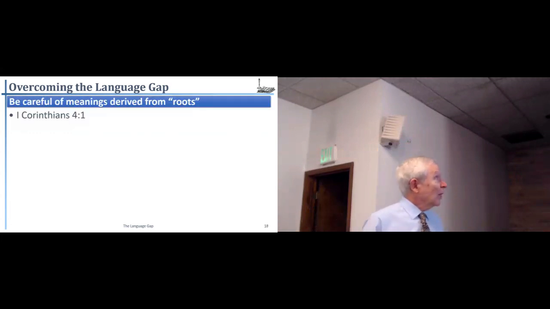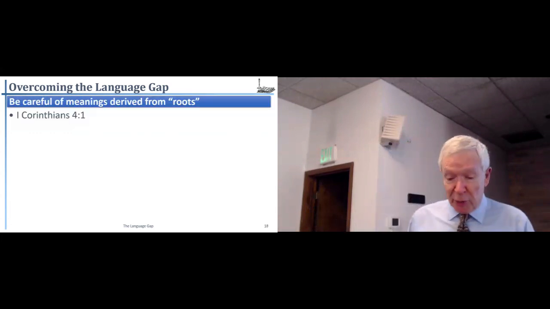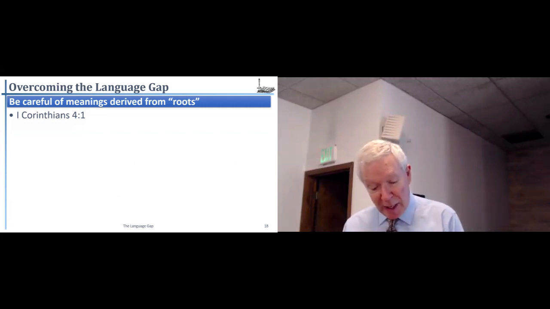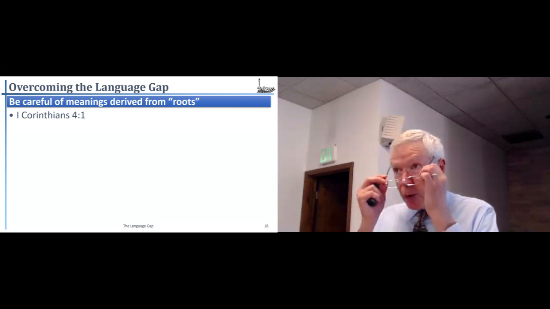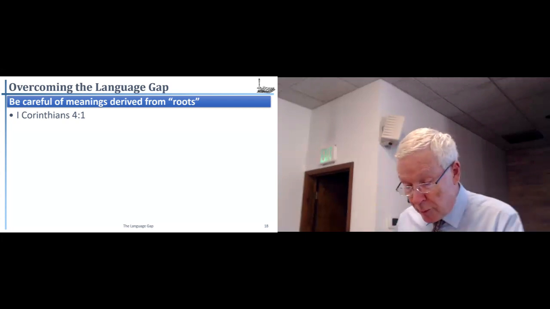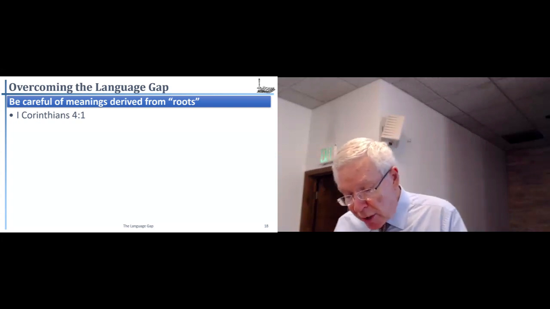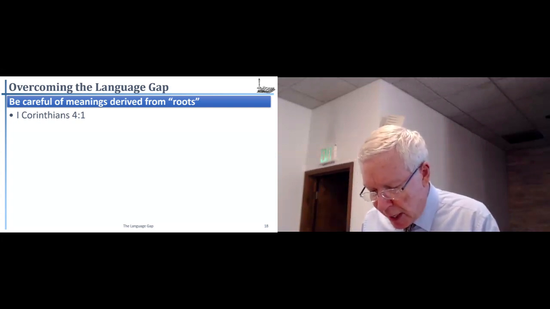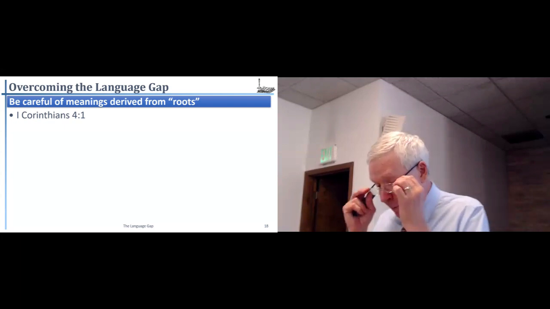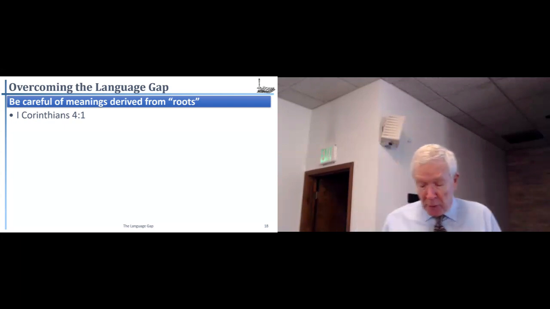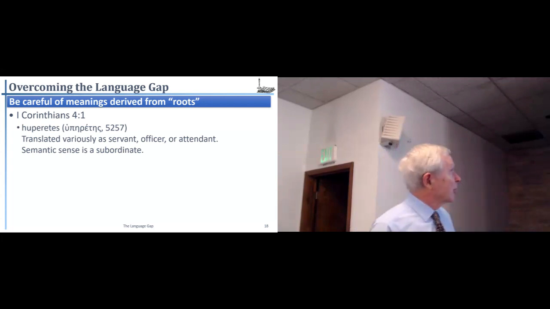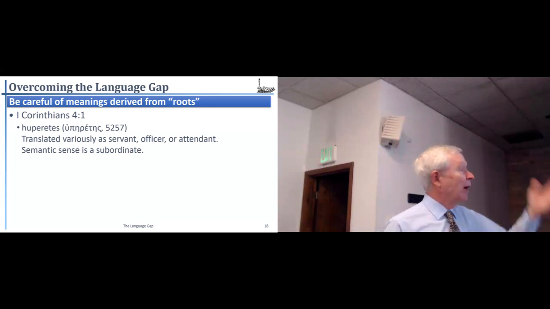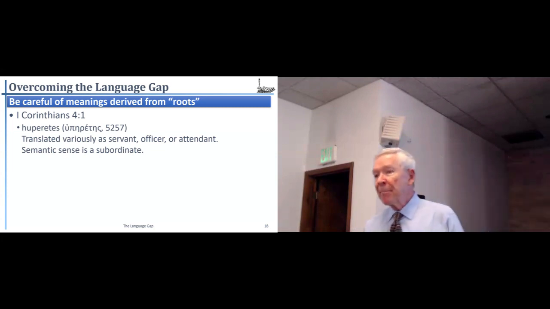So, also be careful of meanings derived from roots. This was another one that I ran across that I got rather amused at when I first read it. Over in 1 Corinthians 4th chapter and verse 1, it says, let a man regard us in this manner as servants of Christ and stewards of the mysteries of God. Well, servants of Christ. Well, this word here that's translated servants, it's a pretty common word, typically means servants, officer, attendant. You'll find it in multiple verses if you go look it up.